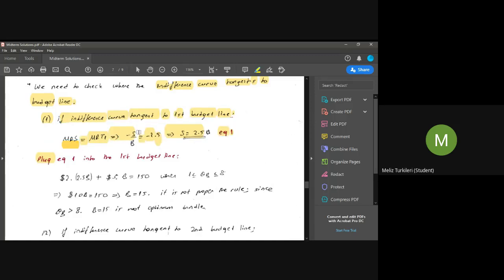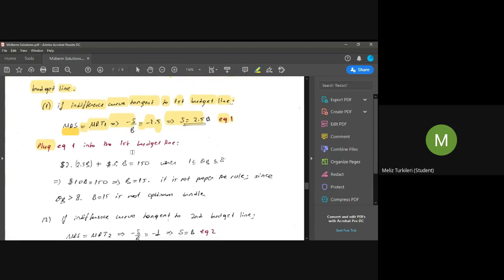Since the marginal rate of substitution equals negative S divided by B, and since the marginal rate of transfer is equal to 2.5 for the first budget line, if I just do this multiplication, I will find that S should be equal to 2.5B. I do this equalization and find this information. Take this as equation 1.